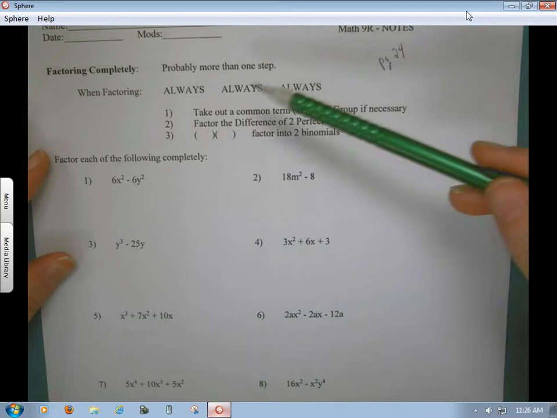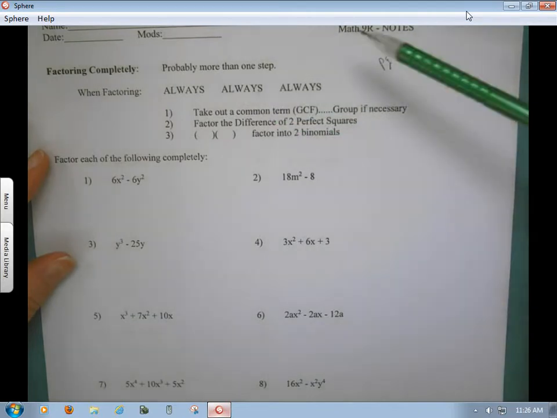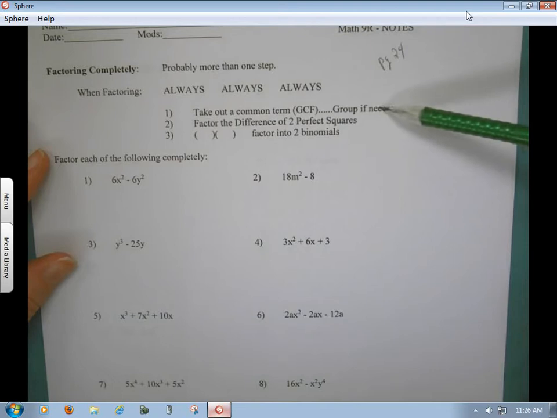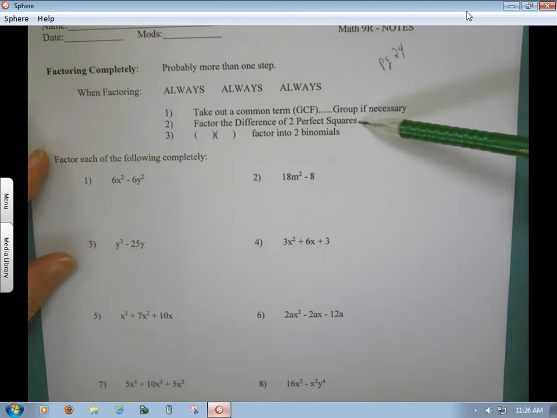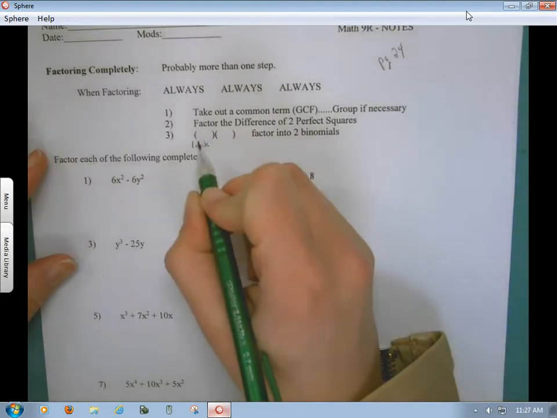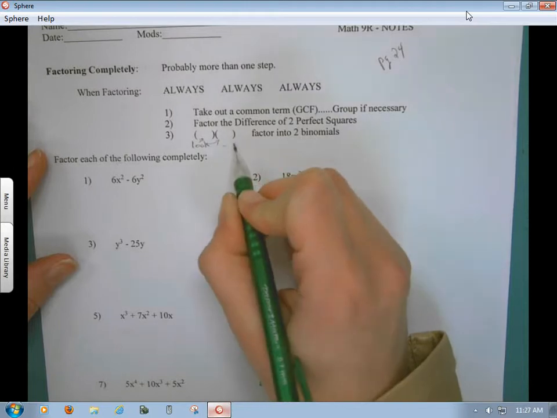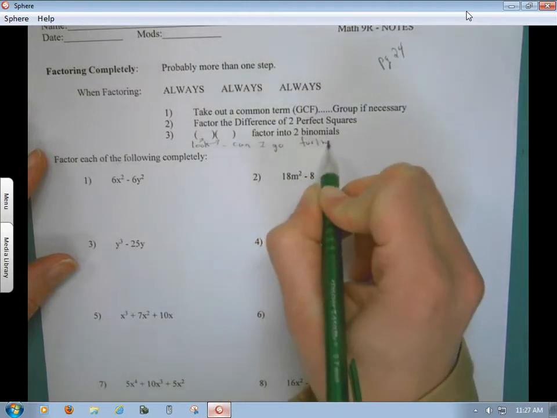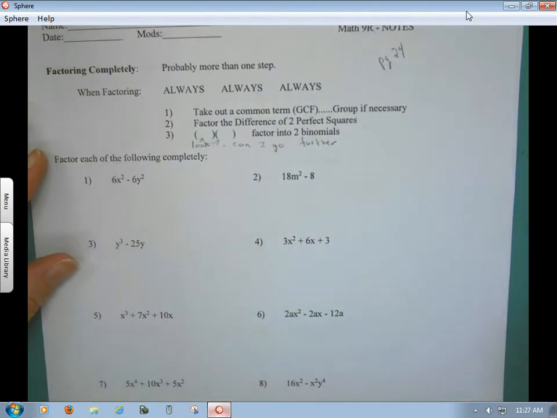So it says always, always, always take out a GCF. Okay, you might have to group things together. We'll talk about that at the very end of the sheet. Then we're going to factor the difference of two perfect squares, factor into two binomials. And then make sure here you actually look at what you have and ask yourself, can I go further? Because sometimes you can break those up a little bit more.